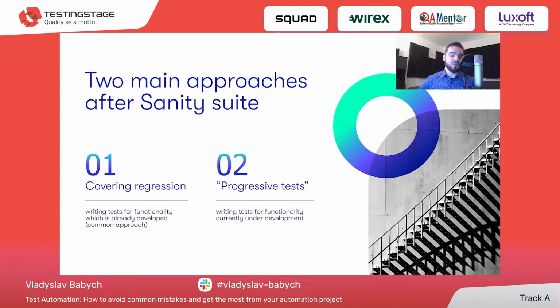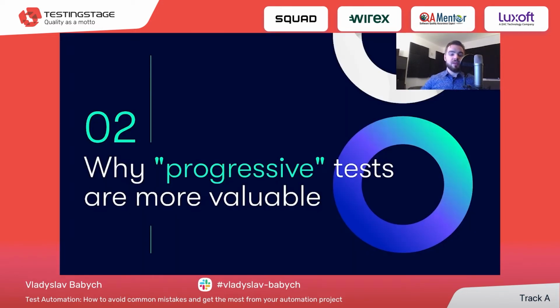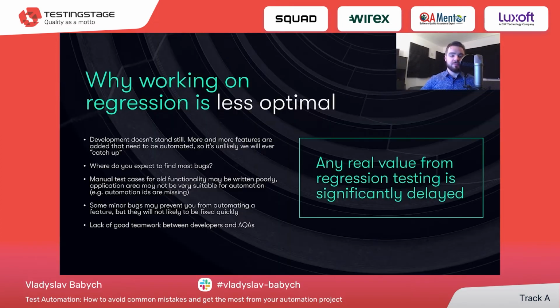And the second approach is progressive testing. Progressive testing is writing tests for functionality which is currently under development. And I would like to convince you that actually the second approach is much, much better than the first approach in pretty much most cases. So let's talk about progressive testing.